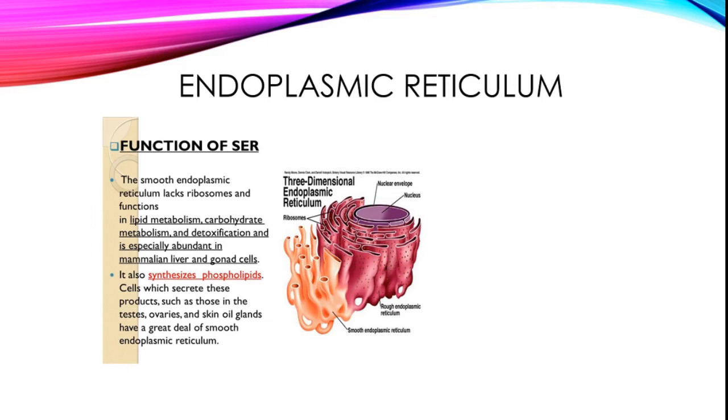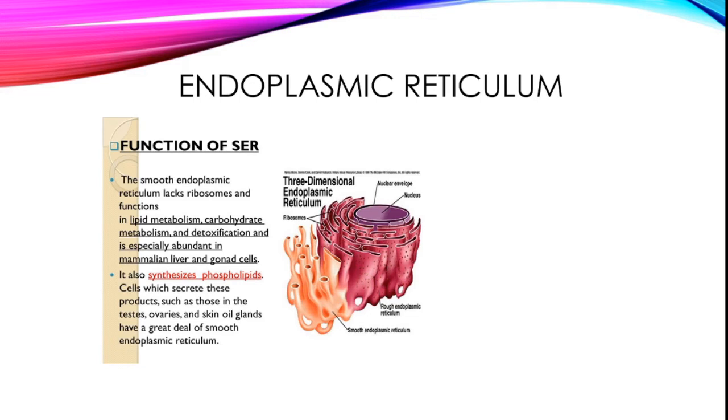Endoplasmic reticulum: there are two types of endoplasmic reticulum. One is smooth endoplasmic reticulum, and the other has ribosomes present on it, therefore it is called rough endoplasmic reticulum. First we'll see the function of smooth endoplasmic reticulum.